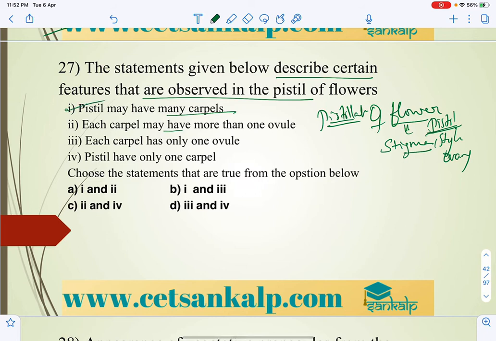Each carpel may have more than one ovule. That is also we can say, one or more ovules. And each carpel has only one ovule: here we mentioned that more than one ovule can be present, so that is wrong. Pistil have only one carpel: wrong.